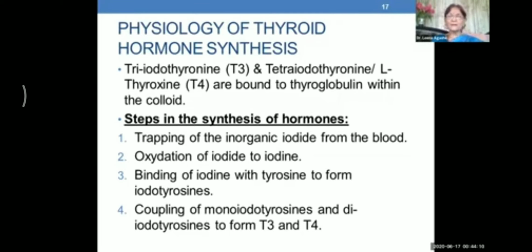Steps in the synthesis of the hormones. First step is trapping of the inorganic iodide from the blood. Second step is oxidation of iodide to iodine. Third step is binding of iodine with tyrosine to form iodotyrosines. Next step is coupling of monoiodotyrosines and diiodotyrosines to form T3 and T4.